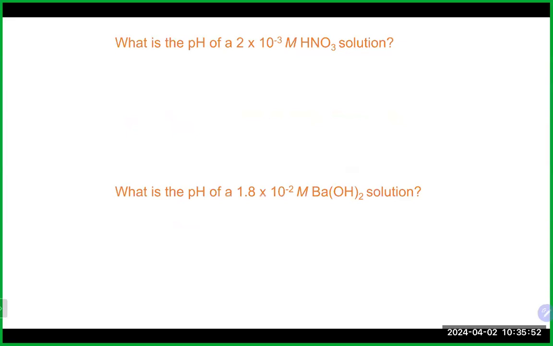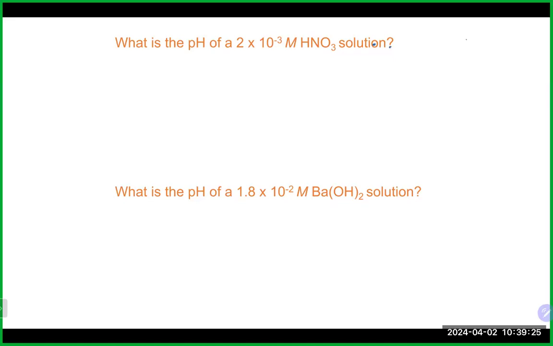All right, so now calculate this. What is the pH of 2 times 10 to the minus 3 molar nitric acid? And what is the pH of 1.8 times 10 to the minus 2 molar barium hydroxide? That is a strong acid and a strong base. So let's calculate the pH in each of these cases.